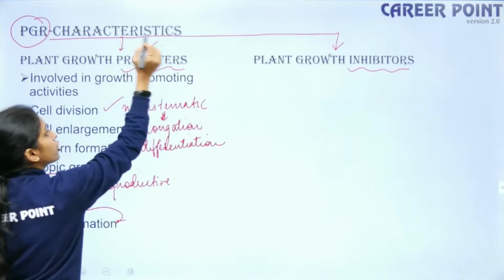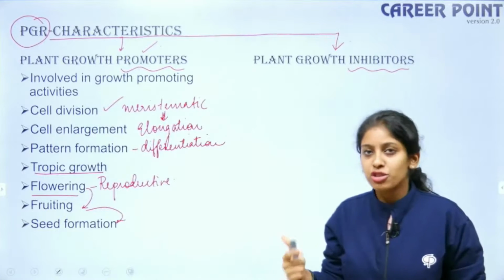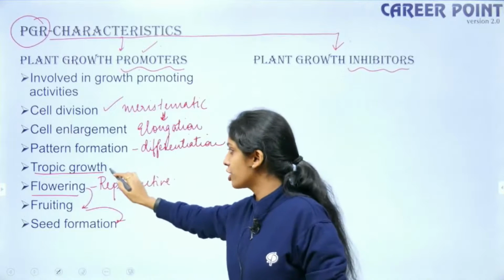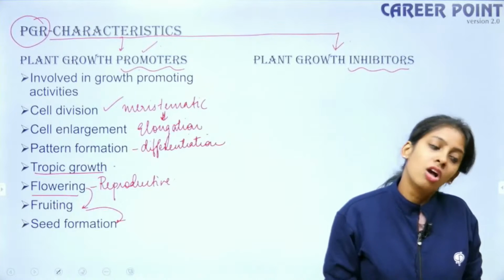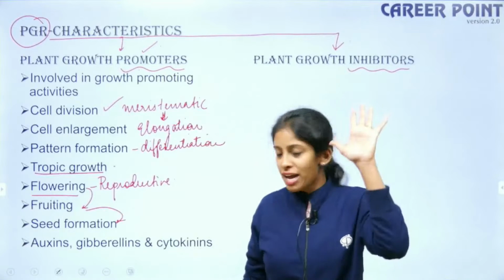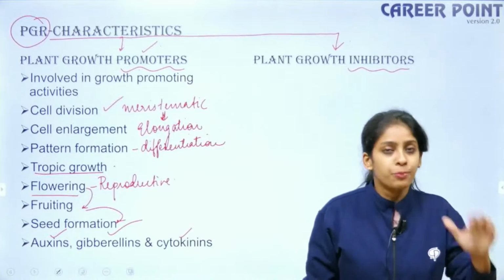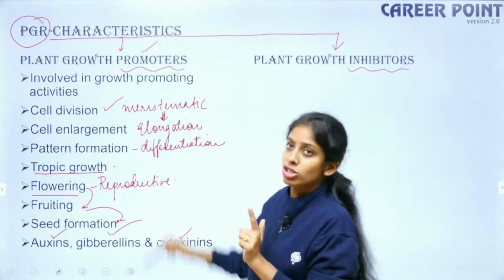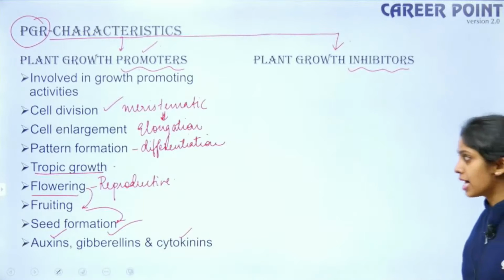So these are your plant growth promoters. They are involved in growth promoting activities like cell division, cell elongation, pattern formation, tropic growth, maturation, flowering, fruiting, seed formation. Okay, yes. Alright, that's okay. So who are your plant growth promoters among the 5 categories? Your auxin, gibberellin, cytokinins are your promoters. Totally 5 are there, right? Abscisic acid and your ethylene are your plant growth inhibitors.